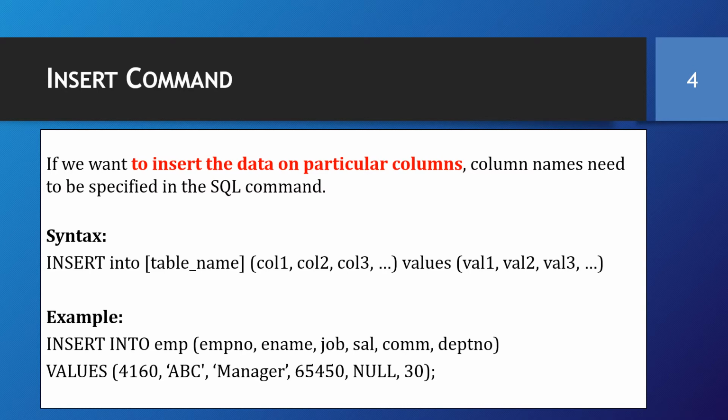Example: insert into EMP. The attributes are EMP number, e-name, job, salary, commission, department number. Values, then we are giving 6 values. 4160, ABC belongs to the e-name, then manager belongs to the job, 65450 belongs to the salary attribute, null belongs to the commission, and 30 is the department number. So the order of the values in the value list will be as per the column order given in the column list.